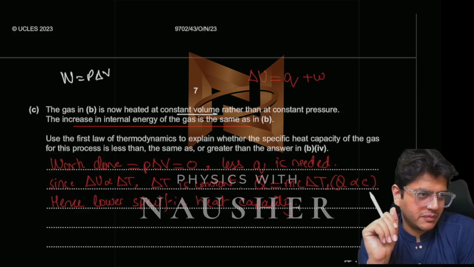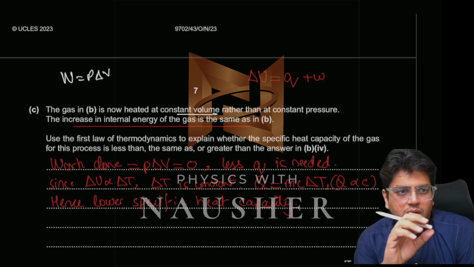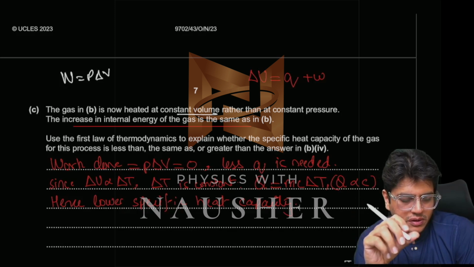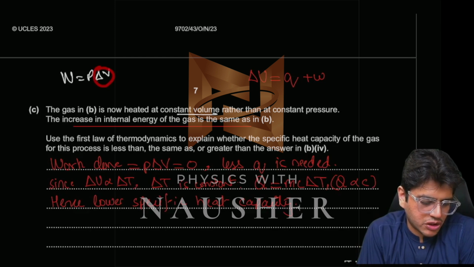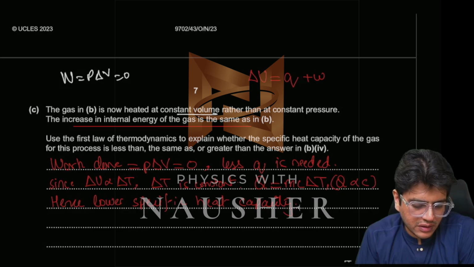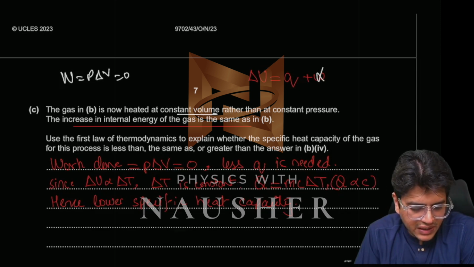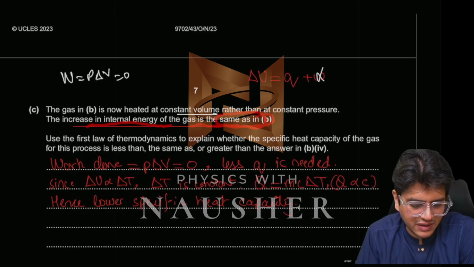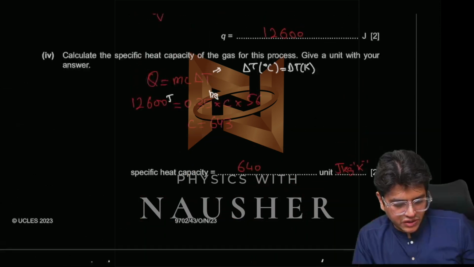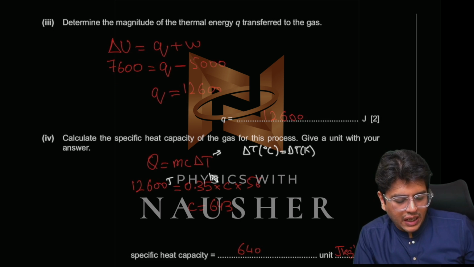For part C, if you read the question, I'm sure you've already read it. They say that the volume is constant. That means that your work done, which is pressure times change in volume, is 0. And when your work done is 0, then Q is equal to delta U. They're saying that the increase in internal energy of the gas is the same as in B. So the increase in internal energy initially was 7,600, and it is the same.